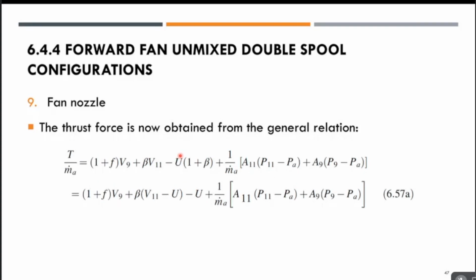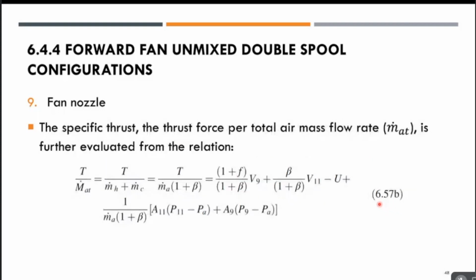How do we find the thrust force from the fan nozzle? It can be obtained from the general relation. So you have a very lengthy expression over here. You have V9, we have V11, we have the bypass ratio value, the velocity, the mass flow rate of air, the area at the fan nozzle, and the area at station 9. You can re-express it and put in all the numbers, and you will get the thrust force from the cool air.